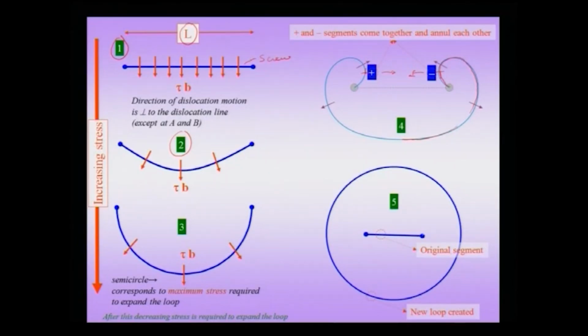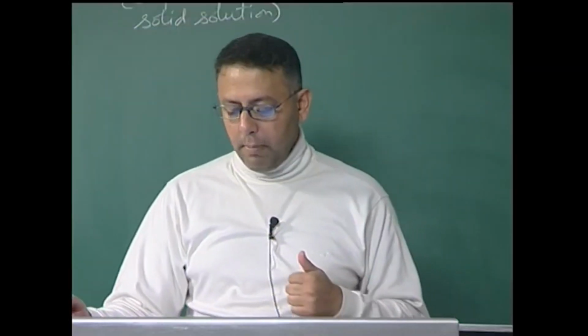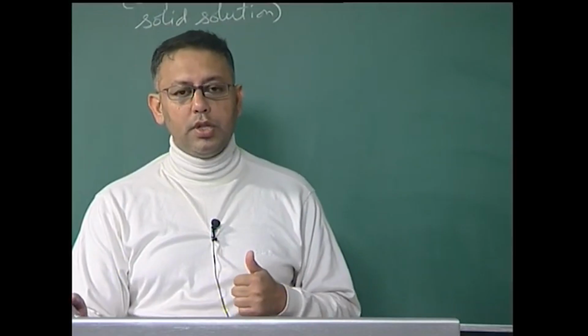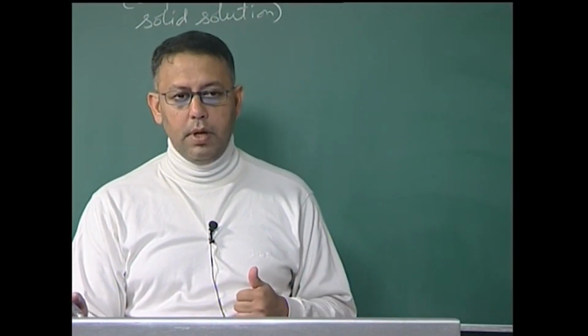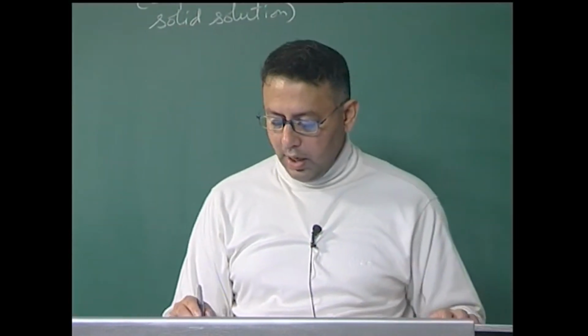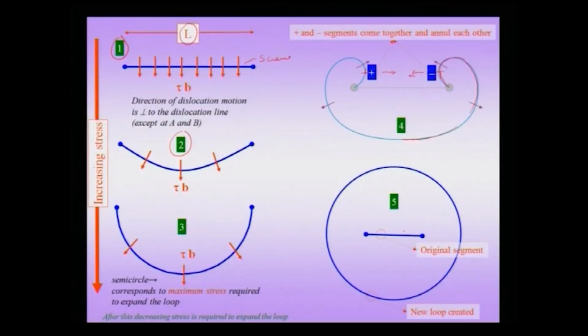So, what is the implication of such a mechanism? The implications are twofold. Number one, the dislocation density has increased, because originally we had a dislocation length between points A and B, but now we have an additional dislocation loop sitting around these two precipitates.